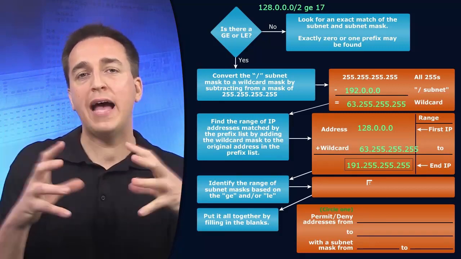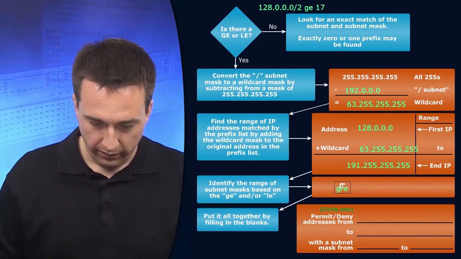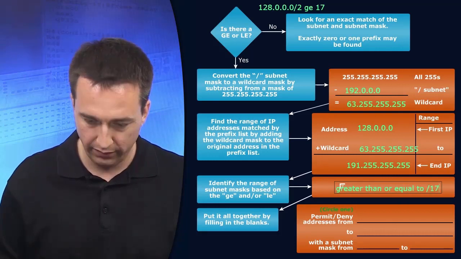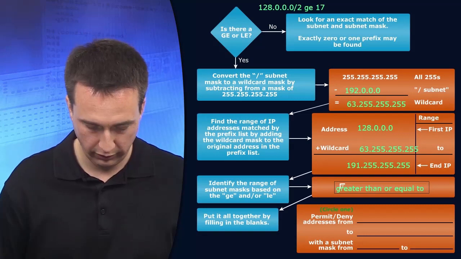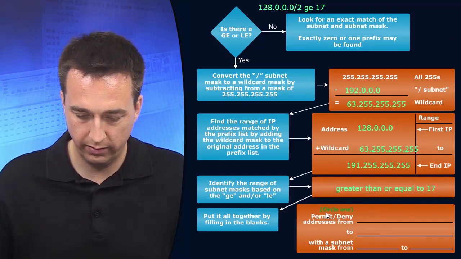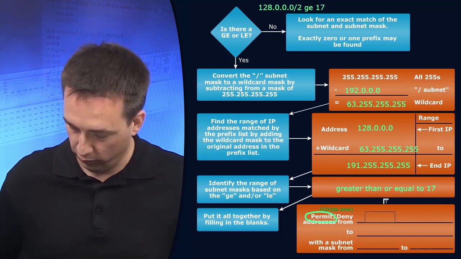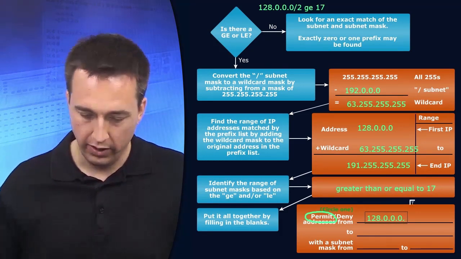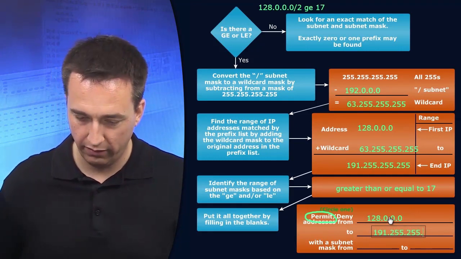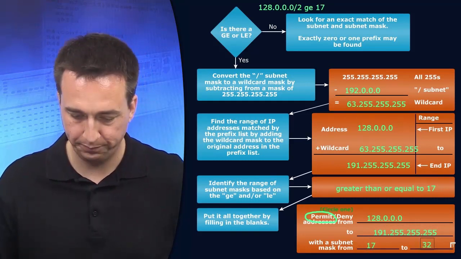So we've got this range of addresses now. And the subnet mask has to be what? Greater than or equal to /17. All right. So we're permitting in this case addresses from 128.0.0.0 all the way to 191.255.255.255 with a subnet mask from 17 to 32.